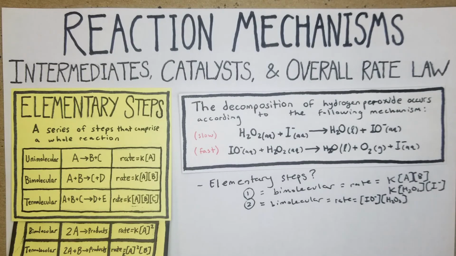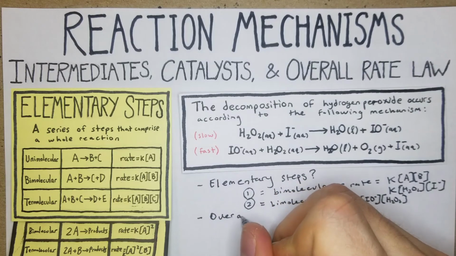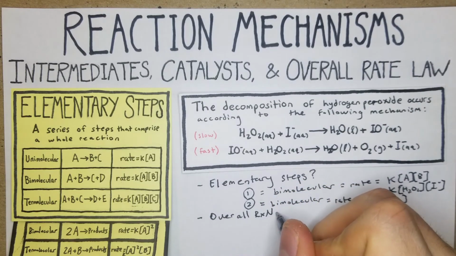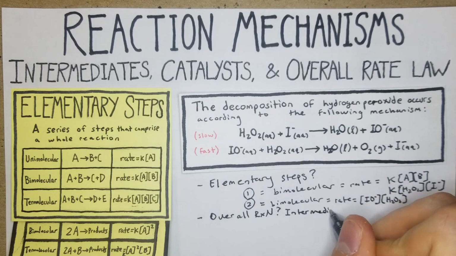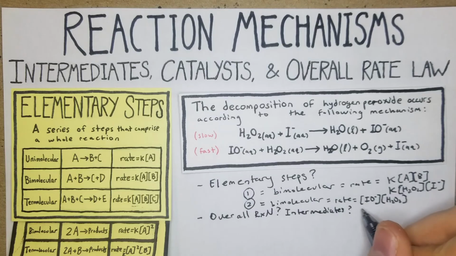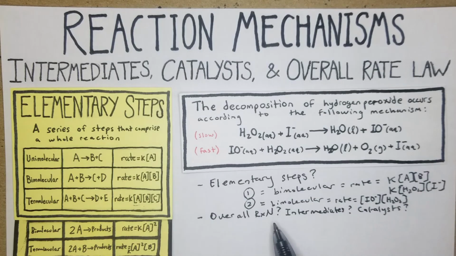Now the next thing that we can do, we're going to look for the overall reaction, and we'll say, are there any intermediates? Are there any catalysts? So the way I most commonly find this written out is: determine the overall reaction, and then are there any intermediates, are there any catalysts, identify those as well.